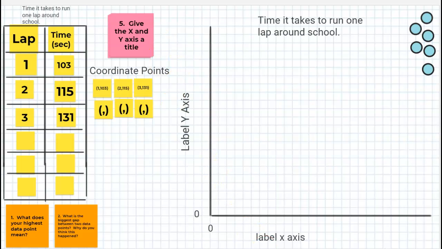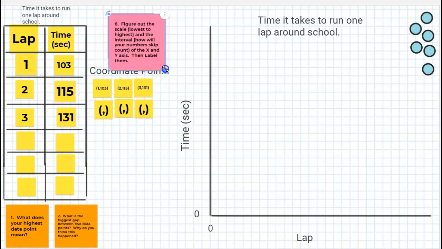Give the X and Y axis a title. So what is my X and what is my Y? Well, my X is going to be the lap. And I'm going to resize this, move it to the middle so it looks nice. Label my y-axis. My y-axis is going to be the time in seconds. Time, seconds. Okay. Done with step 5. Moving on to step 6.